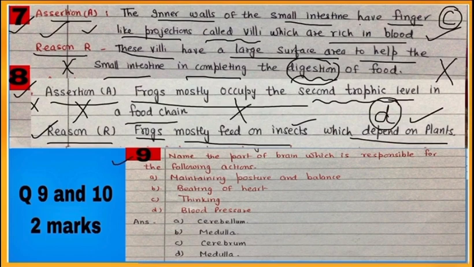Question number 9. Name the part of brain which is responsible for the following functions. A. Maintaining posture and balance: cerebellum. Beating of heart: medulla. Thinking: cerebrum or forebrain. Blood pressure: medulla.